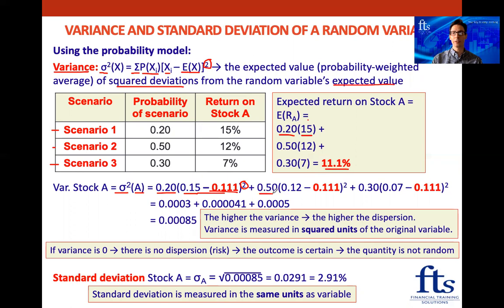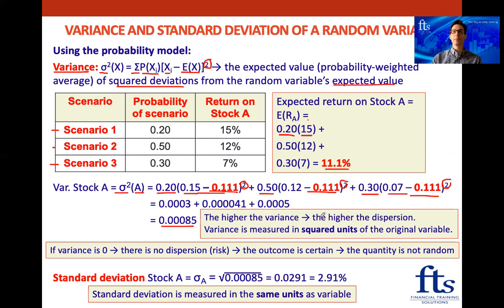So scenario 2 has a 50% chance of happening, and the return under scenario 2 is 12%. And again, we subtract the expected return from that, and we square that difference. And the same then for scenario 3, it's got a 30% chance of happening, and if scenario 3 happens, we're going to get a 7% return. Again, we subtract the expected return, and then we square that difference, right? And we sum everything up, and there's our variance.